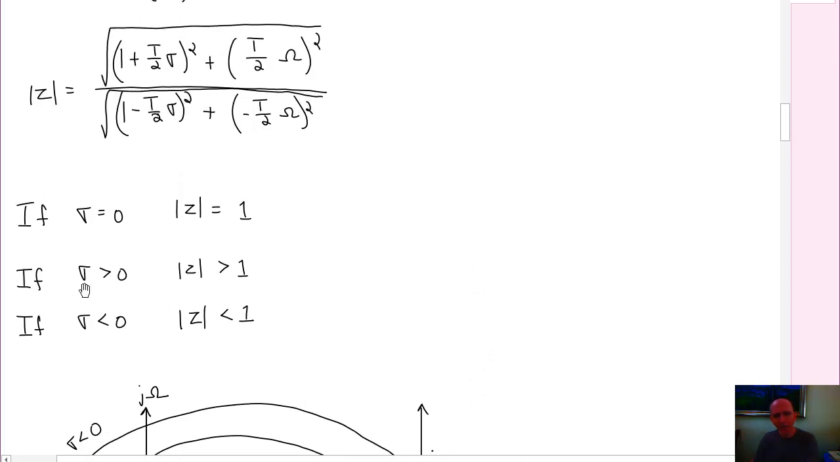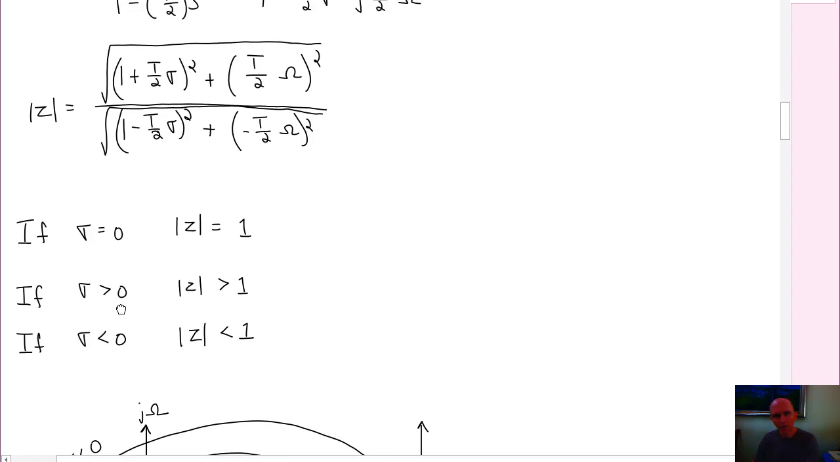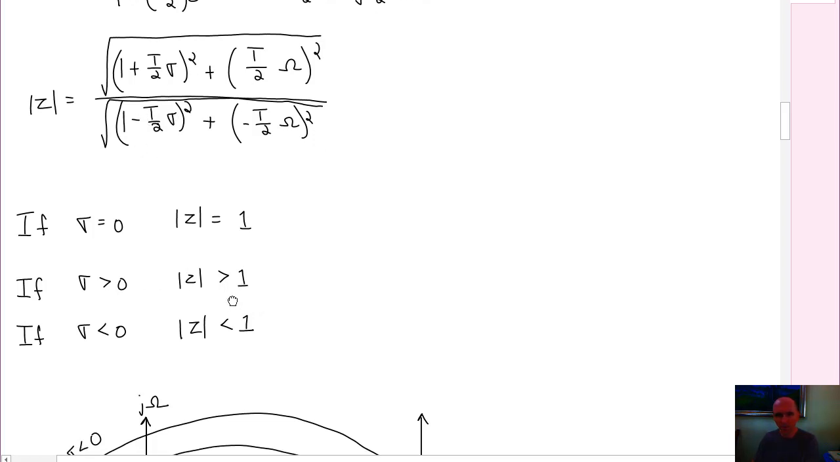Now, what happens if sigma is greater than 0? Well, we look at it here. If sigma is greater than 0, it means the numerator is greater than the denominator. So the magnitude is going to be greater than 1. If it's the other way around, the same thing. If sigma is less than 0, then this would be a negative number and this would be a positive number. So the denominator would be larger and the magnitude of z is less than 1.